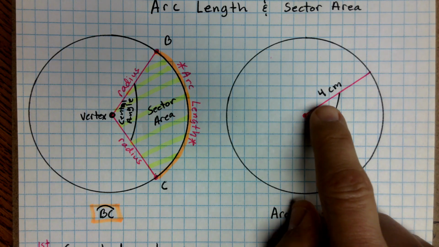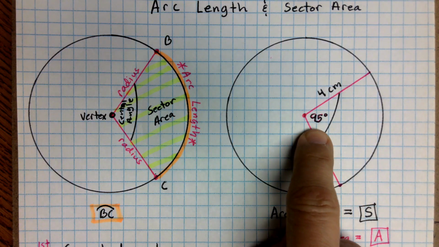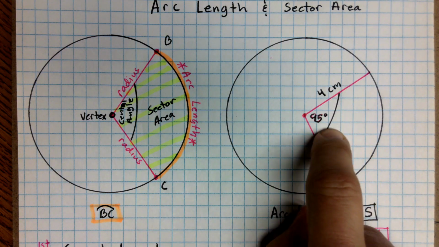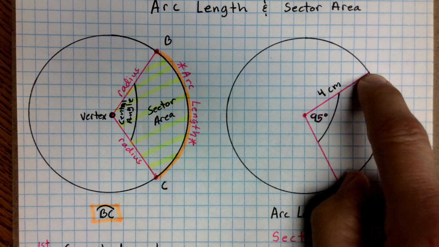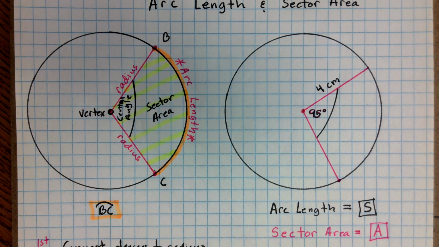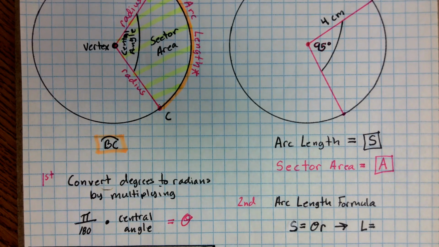On these types of problems, they're going to give you the radius, because you'll need that value, and they're going to give you an angle, a central angle. Notice our central angle is 95 degrees, and our radius is 4 centimeters. So we're going to take that information, but we have to do a conversion before we can use the formula.